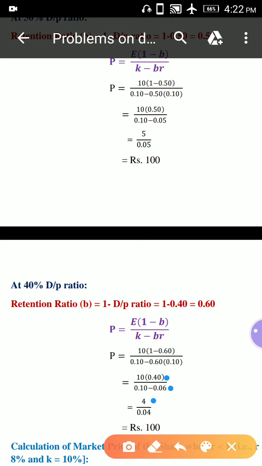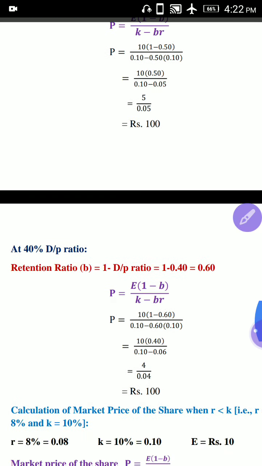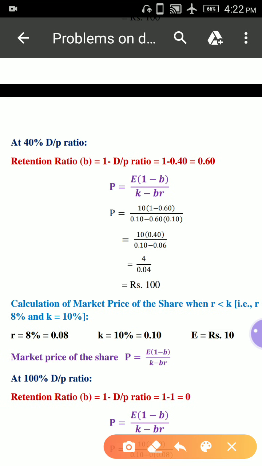Now 10 into 0.40 is equal to 4, divided by 0.10 minus 0.06, which is equal to 0.04. Now 4 divided by 0.04 is equal to 100. Now here the value of the equity share is rupees 100.